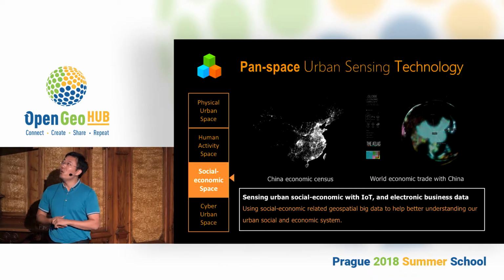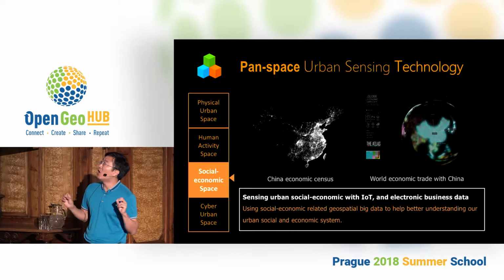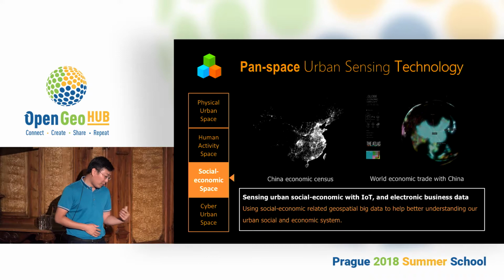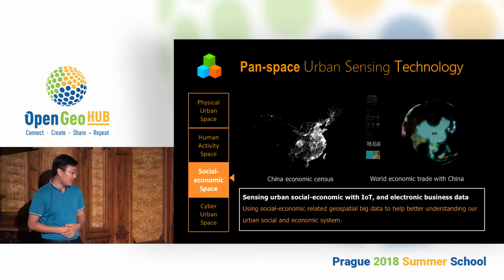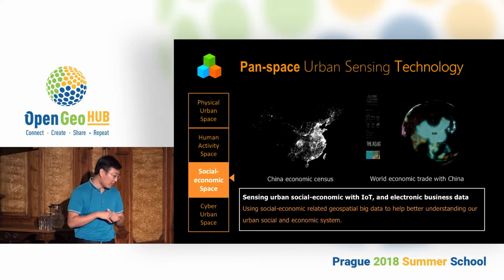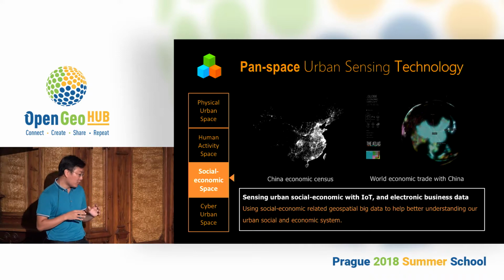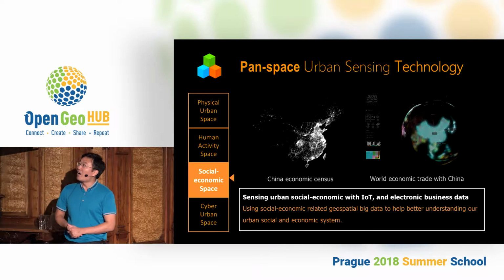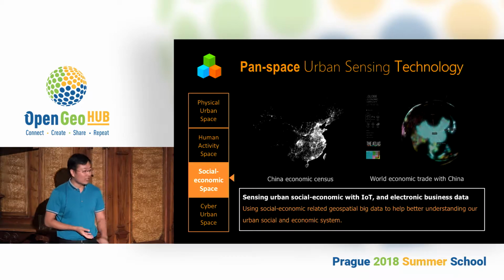The third is social economic space, because it's also very important. It refers to sensing urban social economics with the Internet of Things, using electronic business data, which adopts social economic related geospatial big data to understand the social and economic system.